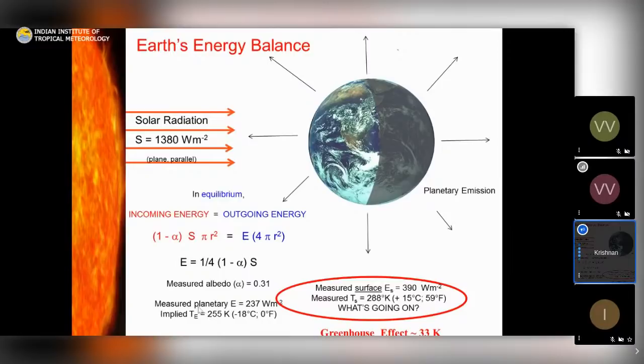If you do the simple calculation, the effective temperature of the planet should be around 255 degrees Kelvin, or about minus 18 degrees Celsius. But when you look at the actual surface energy that is emitted by the planet, it's about 390 watts per meter squared. It's much higher, not 237. And the temperature of the planet is plus 15 degrees Celsius, or 288 degrees Kelvin. So the difference is not minus 18, it is plus 15. The difference is about 33 degrees Kelvin, which is known as the greenhouse effect. This is the amount of energy trapped by the greenhouse gases in the atmosphere that maintains the warm temperatures on the planet and makes life possible.